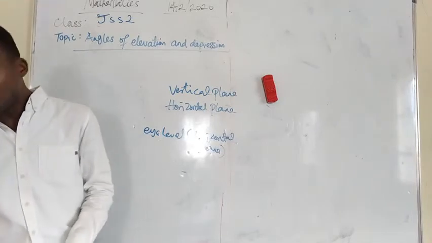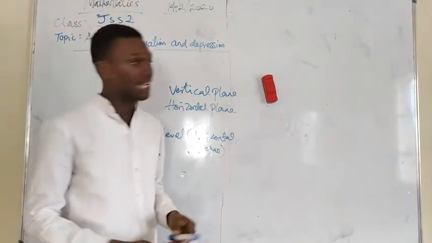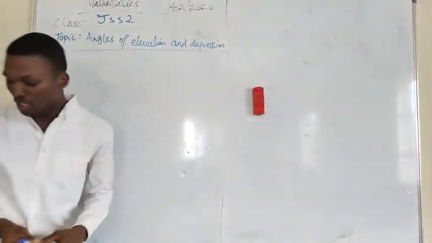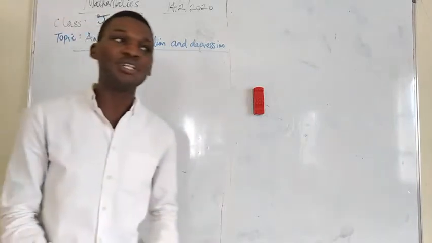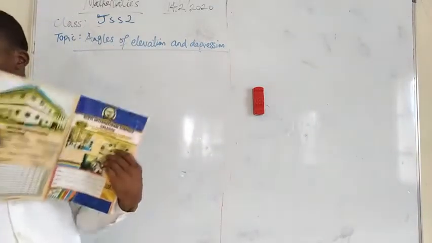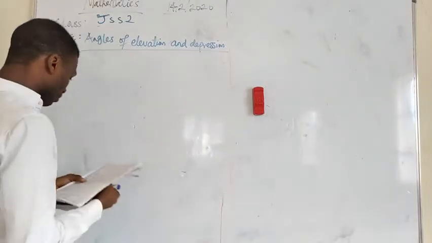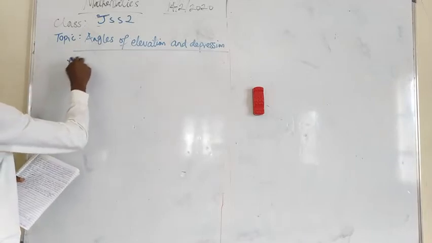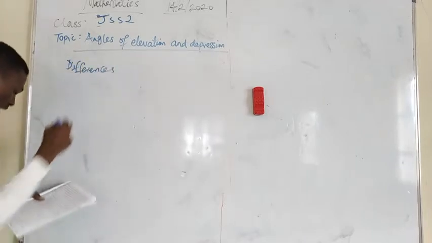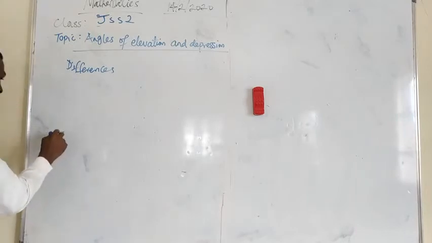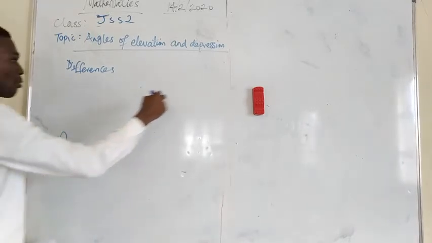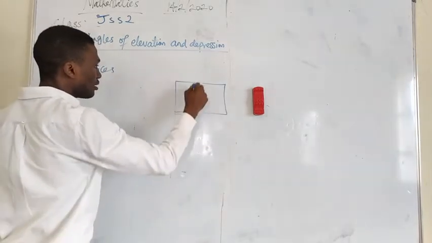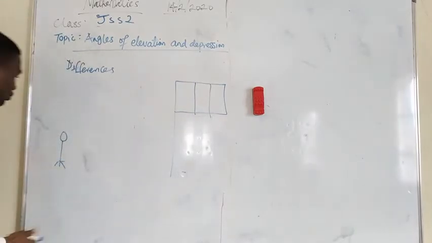We look at the relationship between these angles of elevation and angles of depression. But before we do that, we use illustrations to explain the differences between them. Now let's assume we have a student who is some meters away from the school flag.